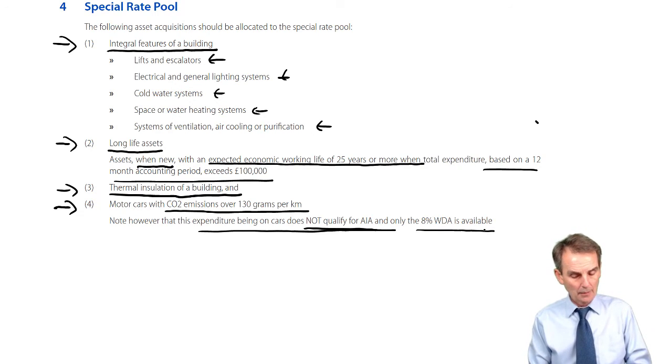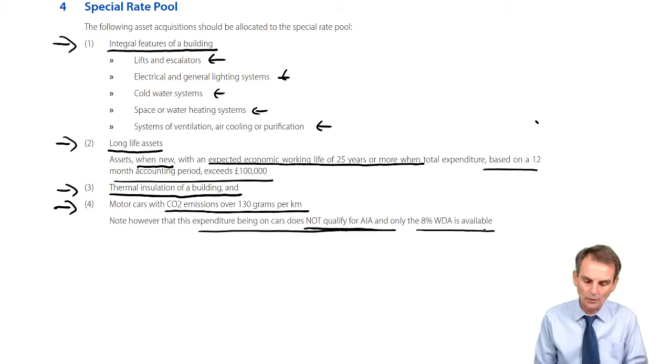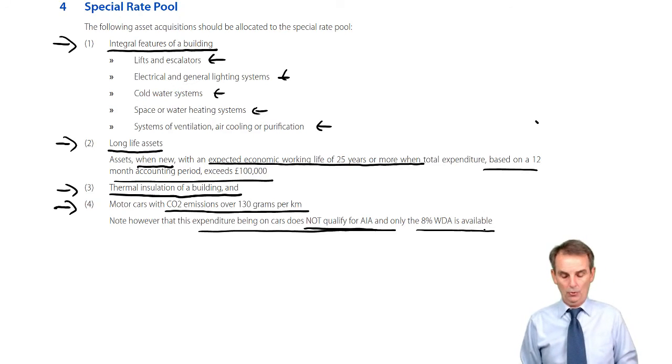So, with a little bit of study, with lots of practice, we need to recognise those names of which assets will be allocated to the special rate pool.